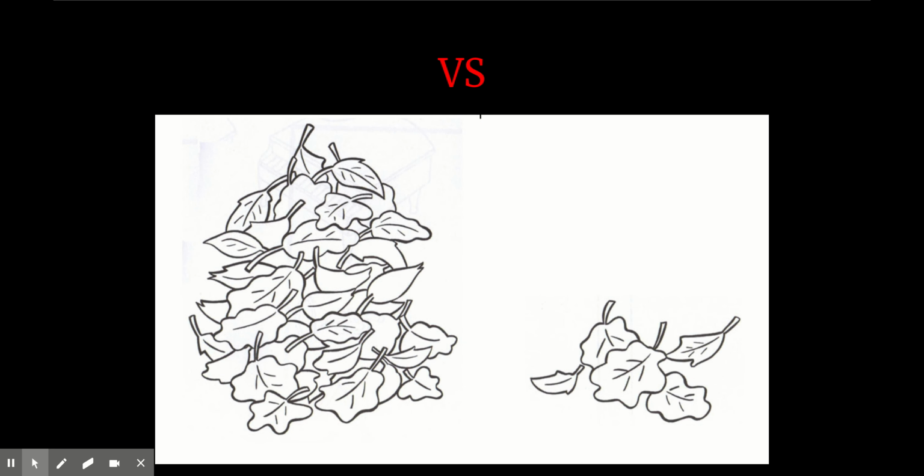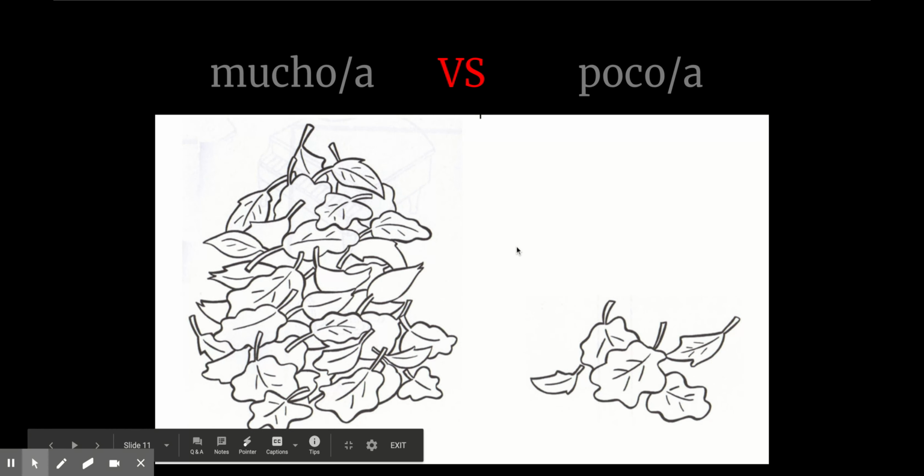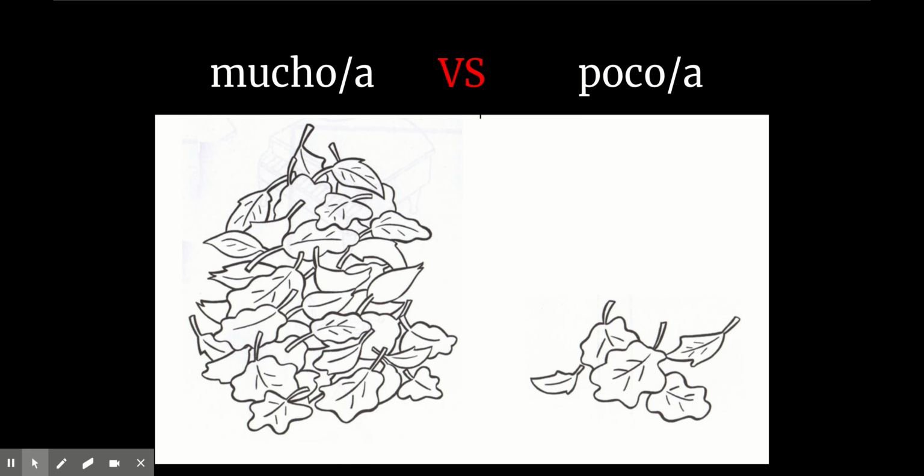Okay, this one is an adjective of quantity. Yes, over here we have a lot. Over here we have a little. We got those two words. Those are adjectives, guys. Adjectives of quantity. Mucho, mucha, versus poco, poca. Mucho, mucha, a lot. Poco, poca, a little or few. Okay, some people also use few for poco or poca.